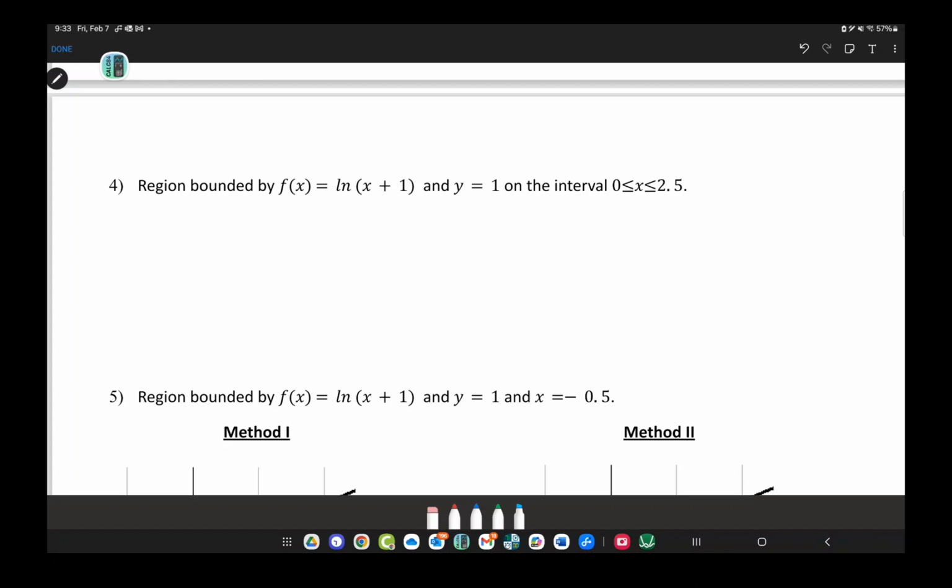Any questions on that first page? It's really not that bad.